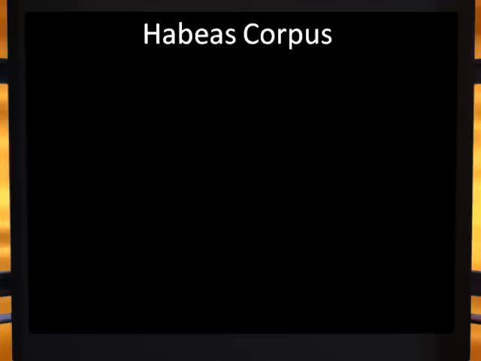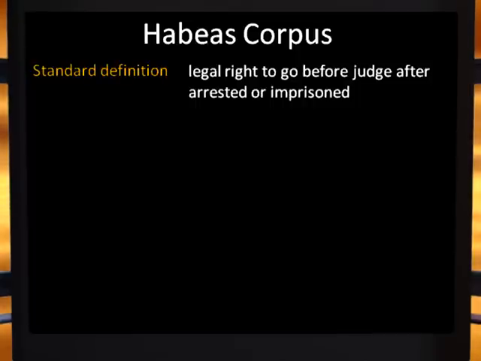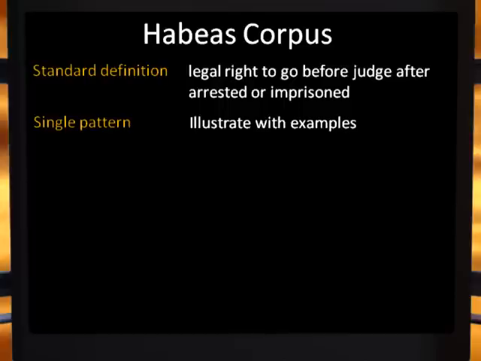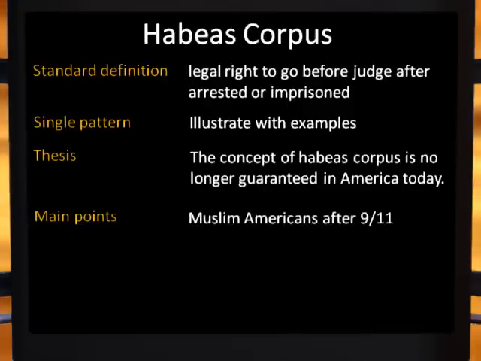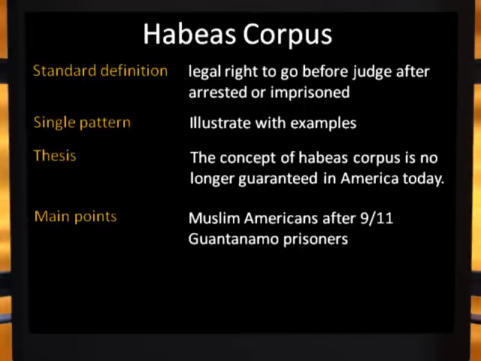Here's another example of a single pattern at work. Term, habeas corpus. Standard definition, legal right to go before a judge after being arrested or imprisoned. Pattern, let's illustrate it with examples. Thesis, the concept of habeas corpus has been diluted in America today. Now, our support will consist of illustrative examples that we have encountered in our lives today. Example number 1, those Muslim Americans who were arrested and disappeared after 9/11. Example number 2, Guantanamo Bay prisoners who have been there for nearly 11 years without ever being charged with a crime. And example number 3, the same for Bradley Manning, who has been in solitary confinement for almost a year without ever seeing a judge or ever being charged with a crime.